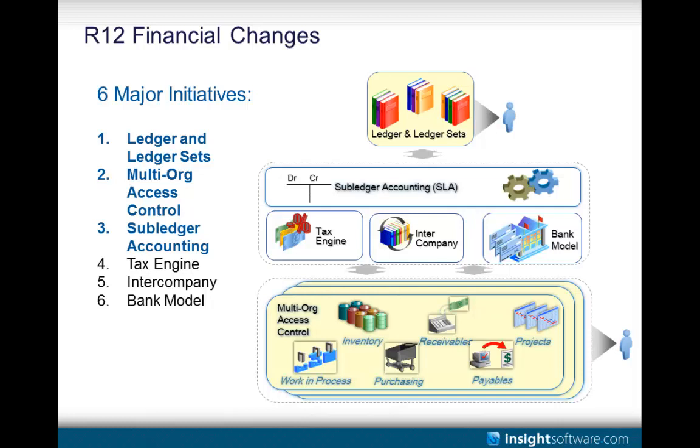And then finally, we have the bank model. The bank model is really a result of the new payment engine that's part of payables in Release 12, and it allows you to automate your payment routines. Bank accounts are now held in TCA, the Trading Community Architecture, and only need to be set up once, and they can also be shared across operating units. So those are really the six major initiatives that Oracle did when creating Release 12.